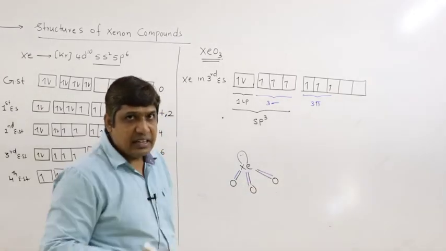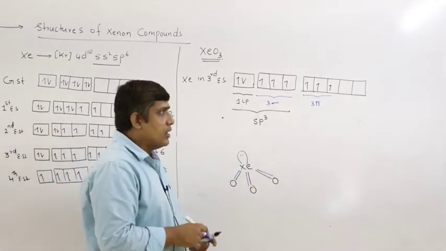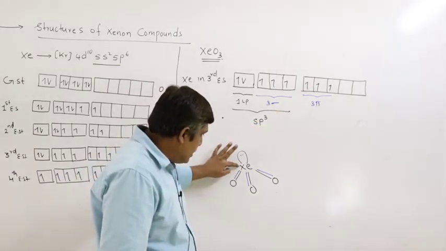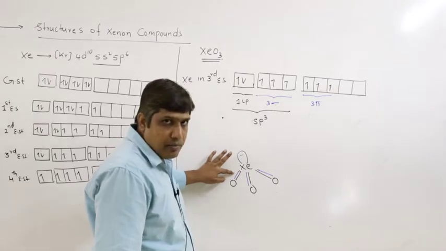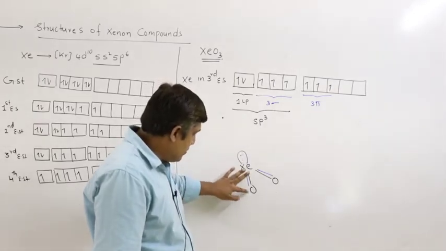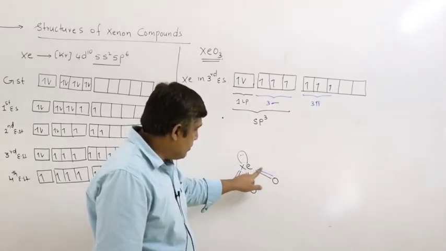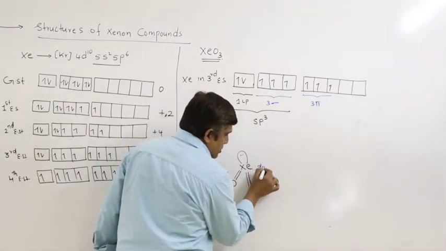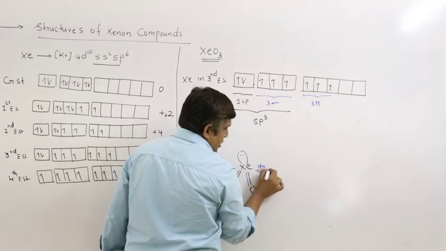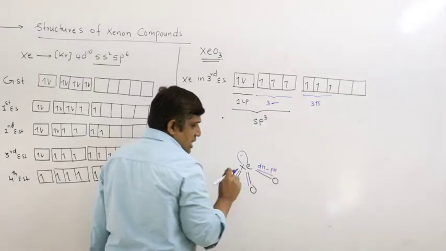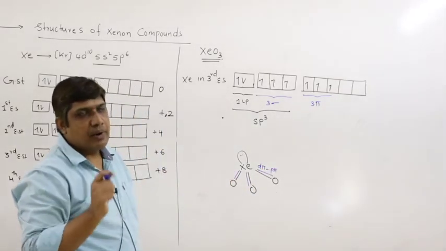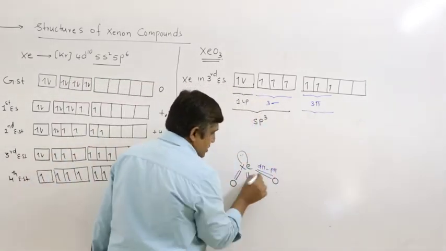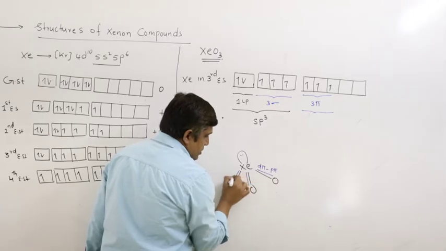Oxygen does not possess any d orbital, it uses only the p orbital. Here xenon uses the d orbital. So, this is a dπ-pπ bond, a dπ-pπ bond, a dπ-pπ bond. Xenon uses the d orbital, oxygen uses the p orbital. So, there are 3 dπ-pπ bonds. How many? 3 dπ-pπ bonds. This is one, this is another one, this is another one.